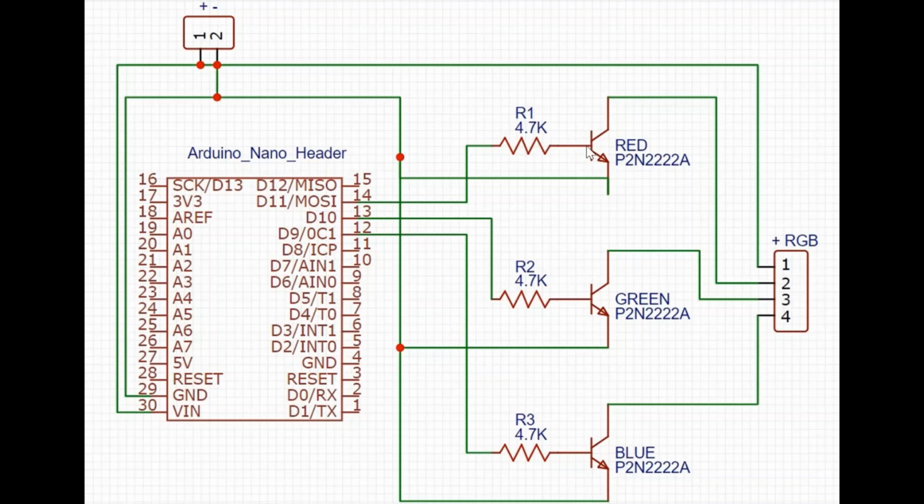The base is connected to the PWM pins of the Arduino Nano so that the brightness of each of the LEDs can be varied. The collector is connected to the LEDs, and the emitter is connected to the negative part of the power supply.